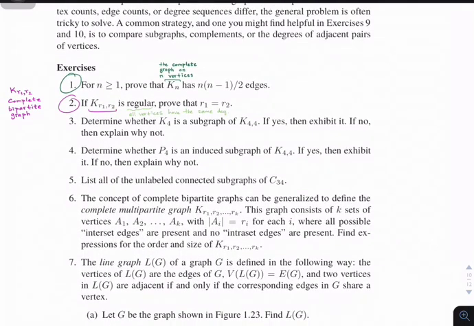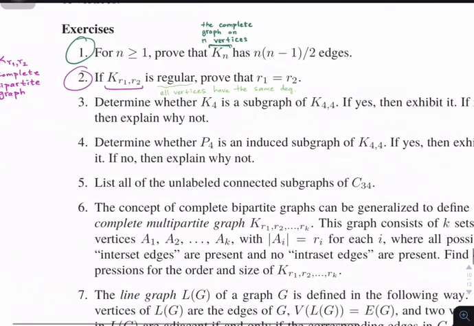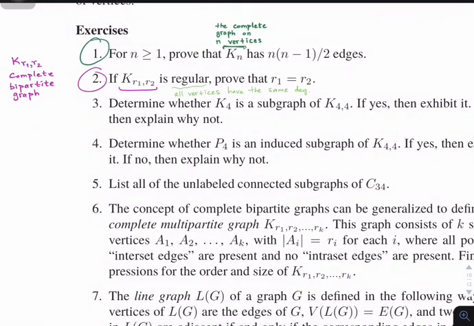So let's look at some exercises. Here, remember that K sub n is the complete graph on n vertices. Prove that this complete graph has n times (n minus 1) over 2 edges. You've actually done this before, but see if you can prove it again. For the second exercise, K sub r1, r2 is the complete bipartite graph, where one partite set has r1 vertices and the other has r2 vertices. If this graph is regular, meaning all vertices have the same degree, prove that r1 is the same as r2.